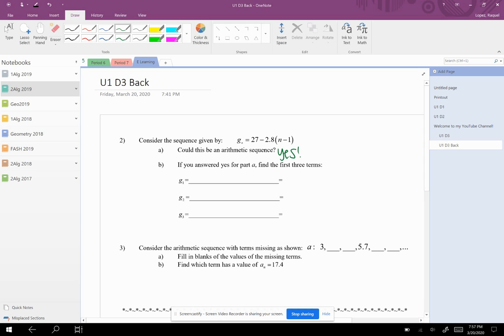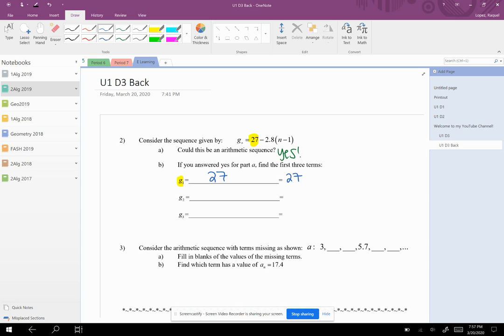And then if we answered yes, find the first two terms. Well, guess what? Our first term, G sub 1, is actually in our formula. Save yourself some work, guys, and pull that right out from the formula. So your first term is going to be 27. If you can't remember that, that's okay. You can totally plug 27 in for n right here, but it might be in your best interest just to pull that information out.